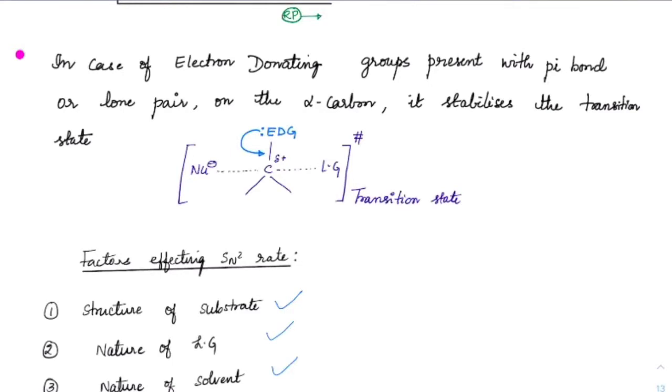It does not necessarily always have to be a lone pair. It could be a pi bond also. Either a pi bond or a lone pair support will always increase the stability of the transition state. This is what we learned.